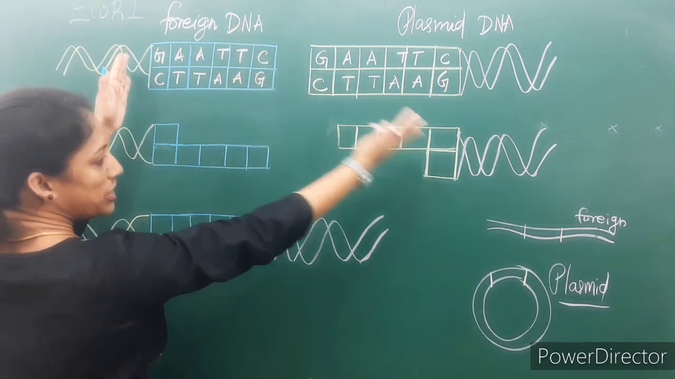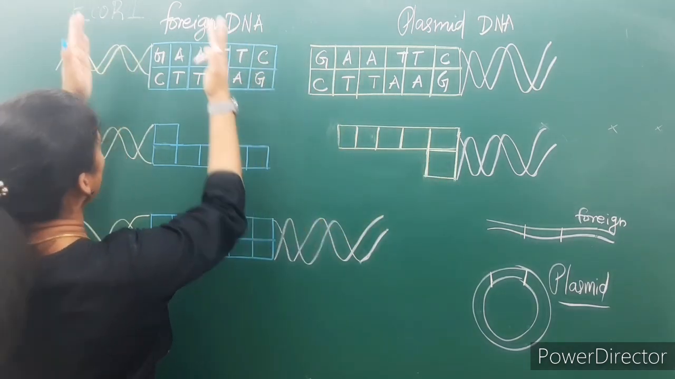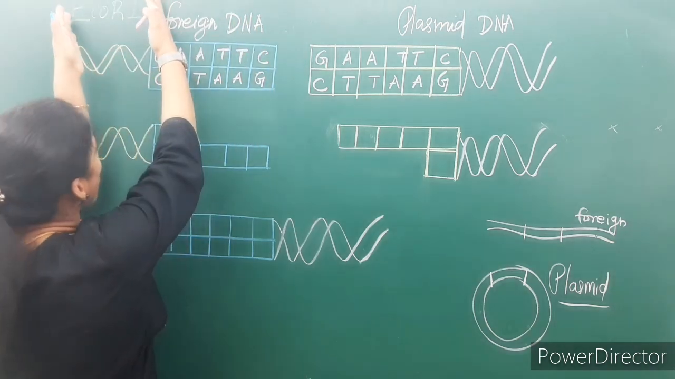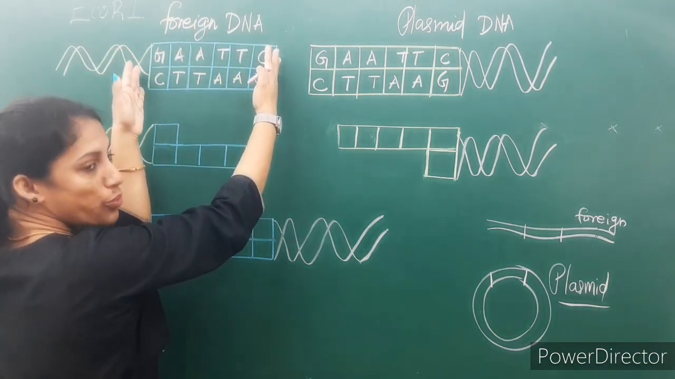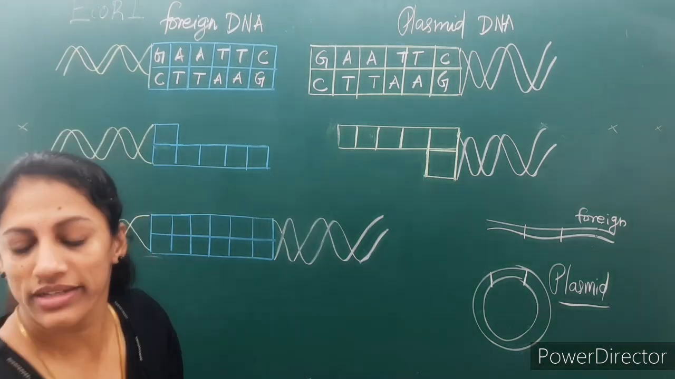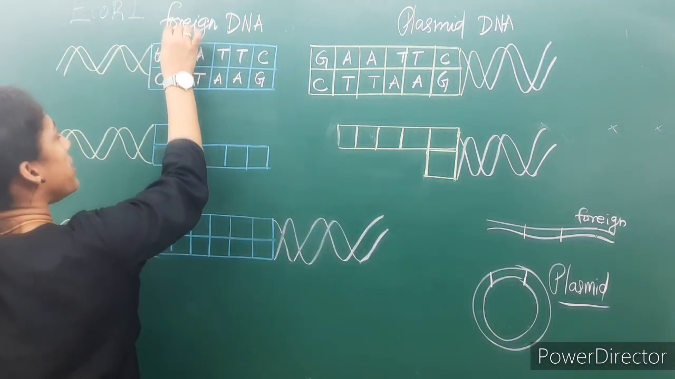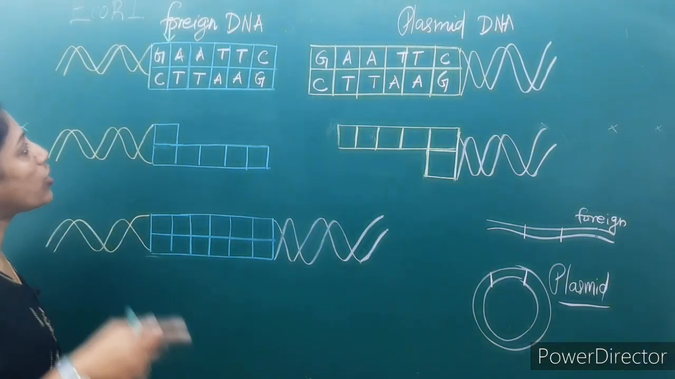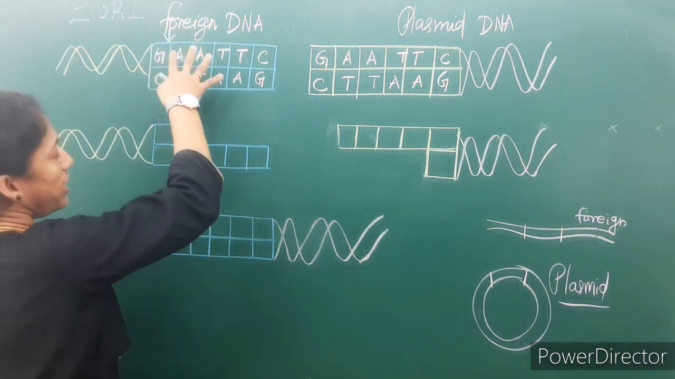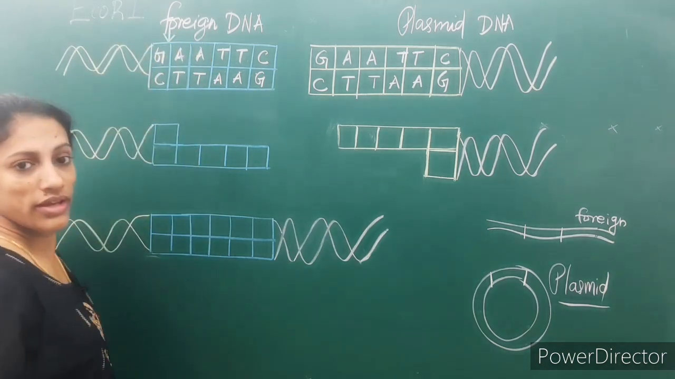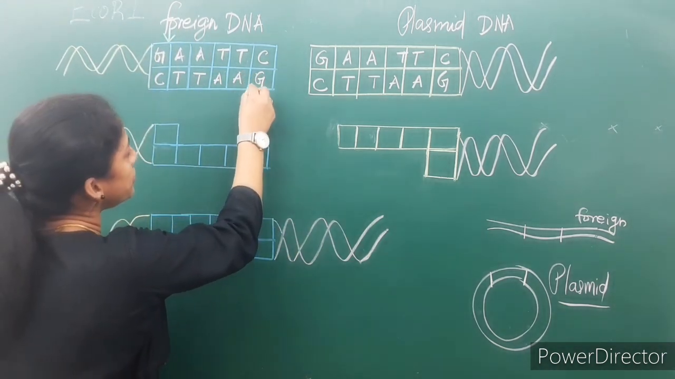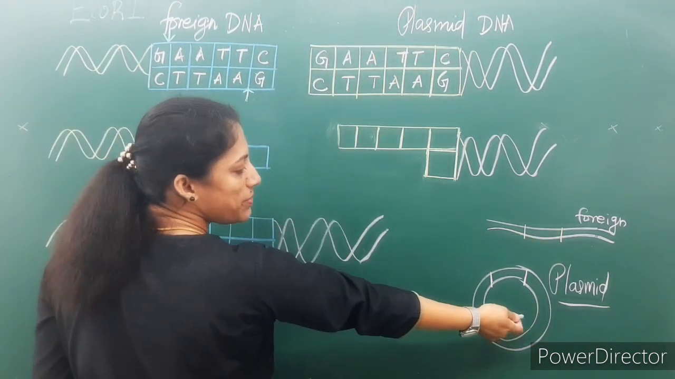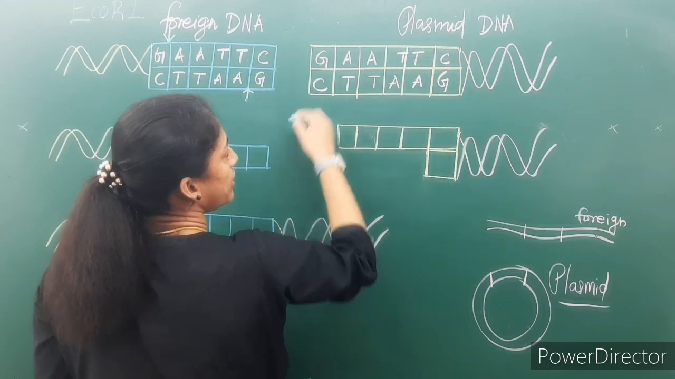Suppose this is a foreign DNA. If we are using EcoR1 enzyme to cut this, we are using EcoR1 enzyme and cutting this vector DNA wherever it cuts. See, it makes a cut here in between G and A. So, EcoR1 enzyme cuts the DNA between G and A, here also between G and A. Similarly, if we use the same enzyme to cut the plasmid DNA, the vector DNA also.